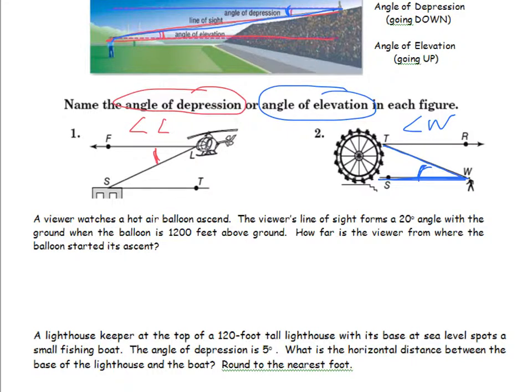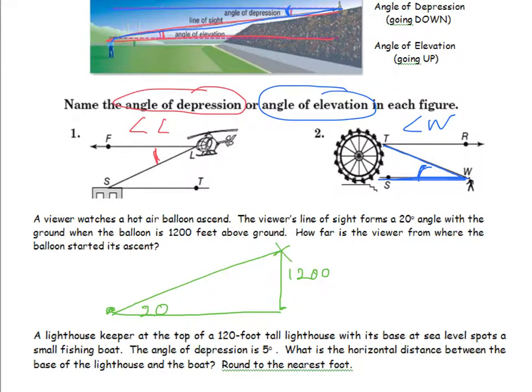So let's look at one of these word problems. We've got a person watching a hot air balloon ascend. So we'll say that the person is standing right here, and the hot air balloon is over here, and it's going up. The viewer's line of sight forms a 20-degree angle with the ground. So they're looking up, which is an angle of elevation, and that angle of elevation is 20 degrees. Now the balloon is 1,200 feet above the ground, so the balloon is up here.